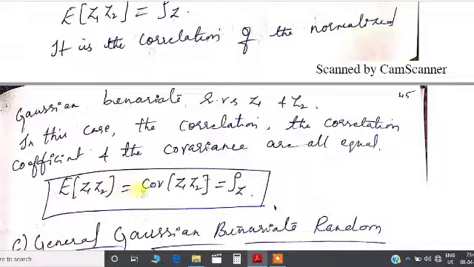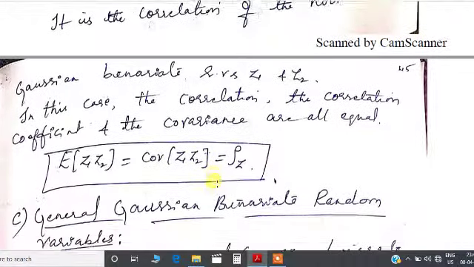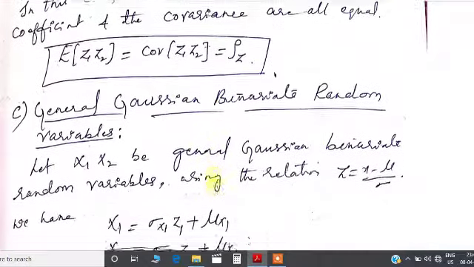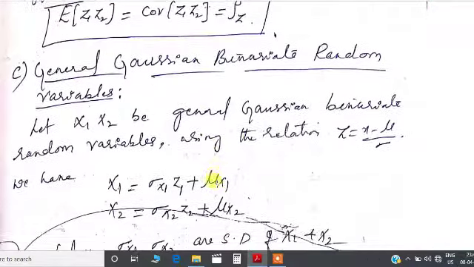One more thing we have to discuss is the general Gaussian bivariate random variables. What do we mean by general Gaussian bivariate random variables? As I said, X stands for the normal variate and Z stands for the standard normal variate. Here we consider the relation between the normal variate and standard normal variate: Z is equal to (X minus mu) by sigma. Now let us consider the general Gaussian bivariate random variables X1 and X2, connected with the relation Z is equal to (X minus mu) by sigma.